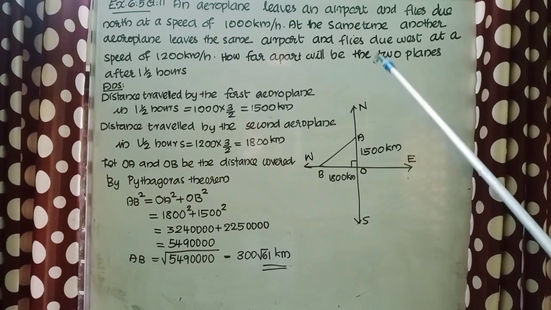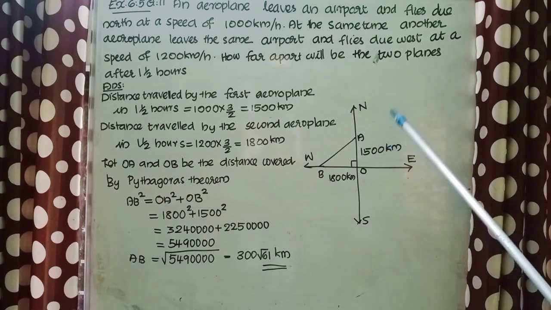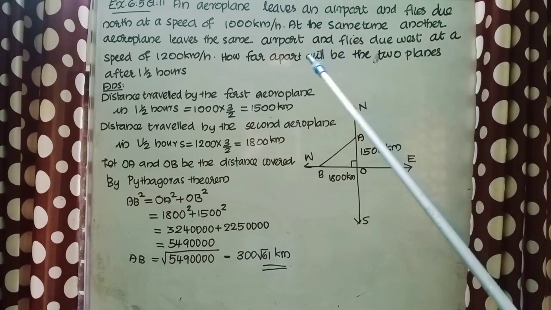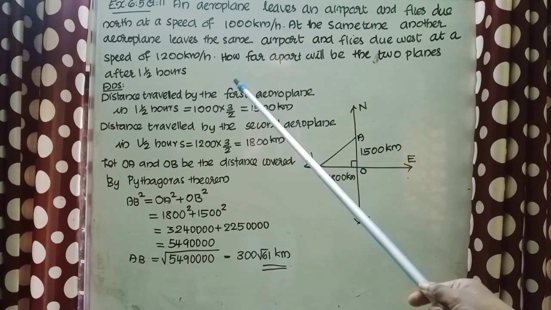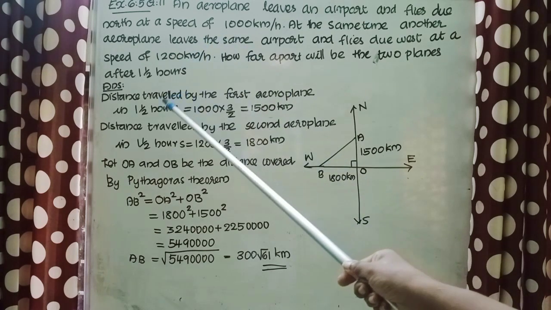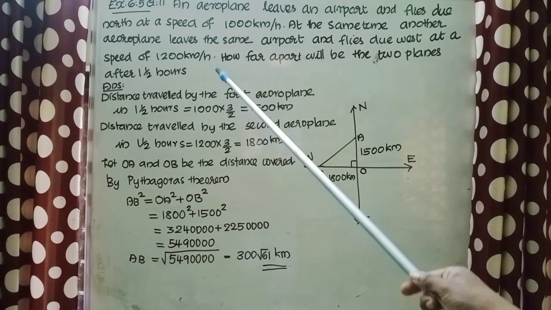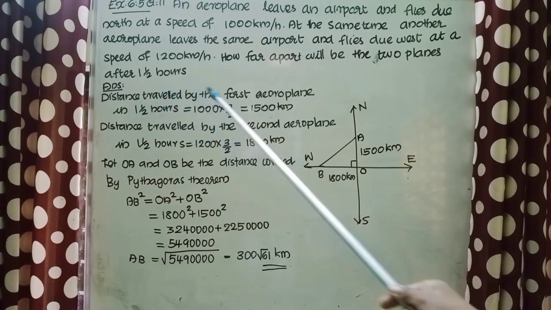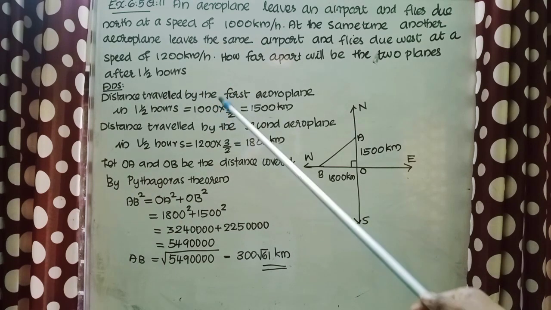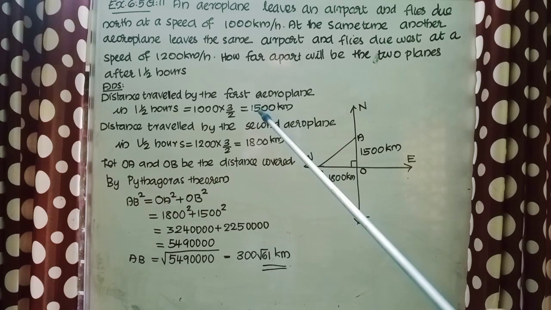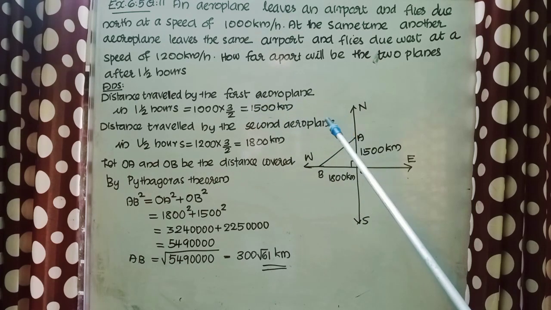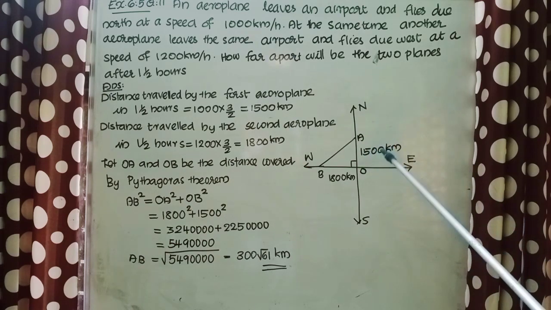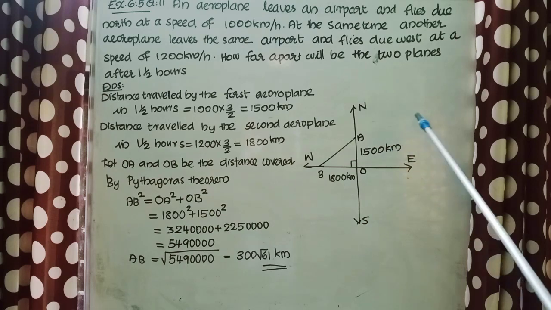So it is given that an aeroplane leaves an airport and flies north at a speed of 1000 km per hour. The distance travelled by the first aeroplane after 1.5 hours equals speed into time. Time is 1.5 hours, that is equal to 3 by 2. Speed is 1000, so 1000 into 3 by 2 equals 1500 km. So the aeroplane travelled north and covered 1500 km.